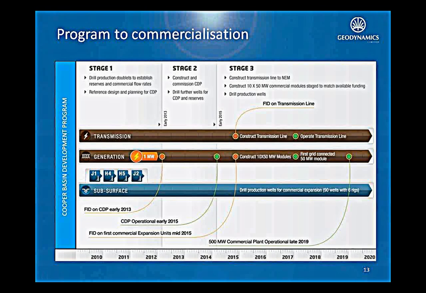And by running that plant for a period of time, nominally 12 months, we will then be in a position to roll out commercially and start constructing the first in a series of 50 megawatt modules, and at the same time start constructing transmission infrastructure to connect up those 50 megawatt modules and connect them into the grid. Now the construction period to start those 50 megawatt modules will take about 2 years, which is around about the same time as it would take to construct the transmission line.